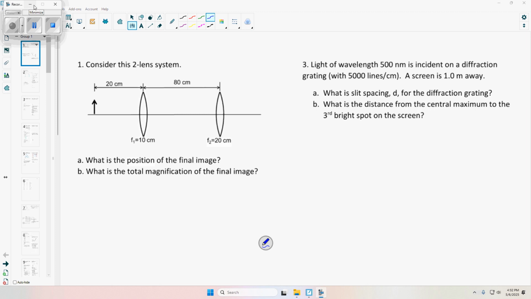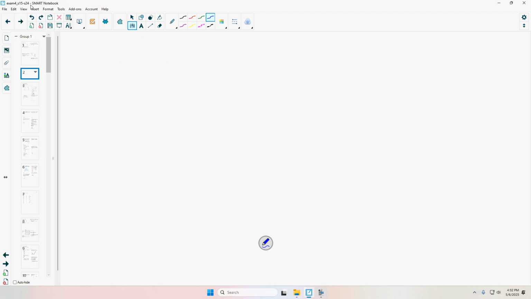For the lenses and mirrors, I think that would be useful. So let's do that first. And then I'll also address one of the free response as we get into that.